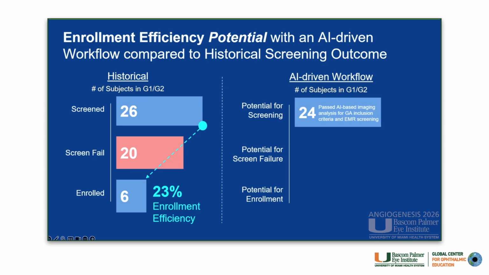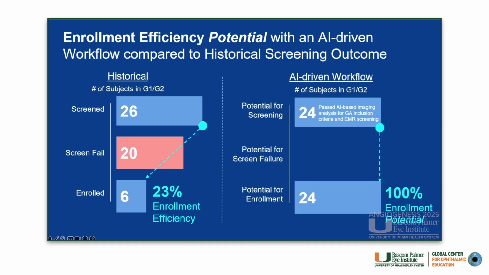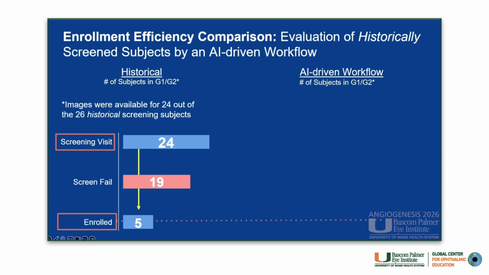Since these candidates passed both AI lesion criteria and EMR analysis, it's feasible to consider that, barring any other confounding issue or a patient not consenting, the enrollment potential could be 100%, a 4-fold improvement potentially over what was done historically. Now, let's look specifically at the patients who were historically screened and how the AI-driven workflow would have evaluated them.